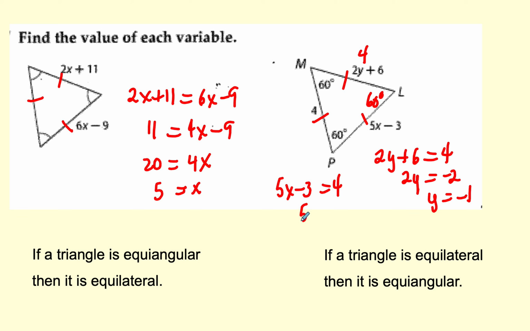Add 3 to both sides, and that's going to be a 7. And then x will be equal to 7 fifths. All right, and if I put 5 times 7 fifths minus 3, and if I reduce, I'll get 7 take away 3, which is 4. So we know that answer works.